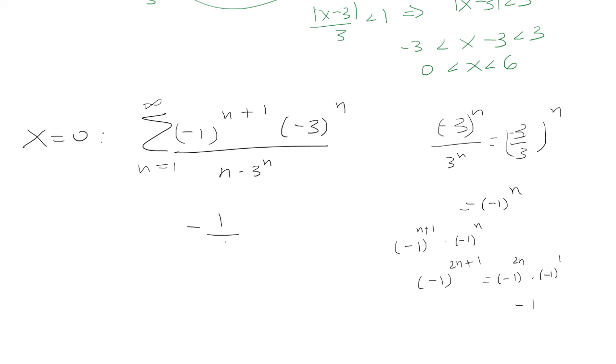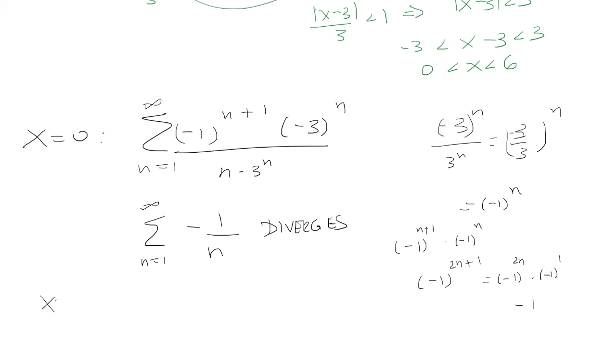Okay, so that's just negative 1 over n, and then the sum from n equals 1 to infinity. We know that this diverges by the p-test. So we do not want to include 0.